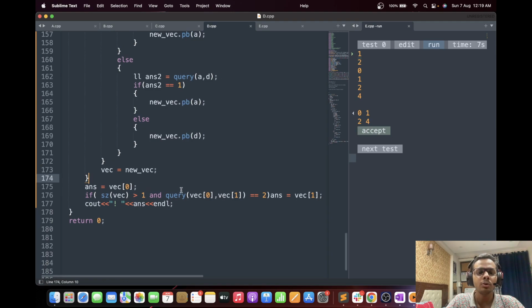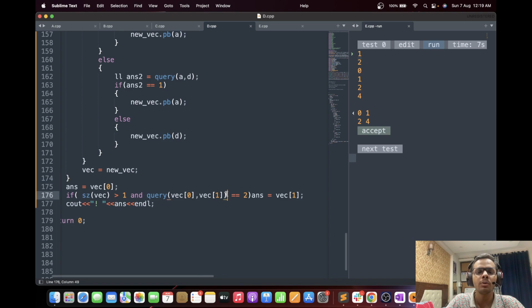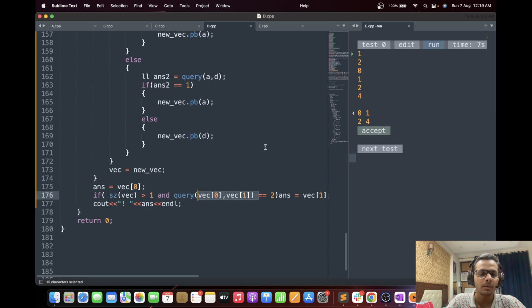So if we are left with two persons, we'll have to use another query to check who is the winner amongst them, and that will be our answer, right? So yeah, this basically completes the solution to problem D.